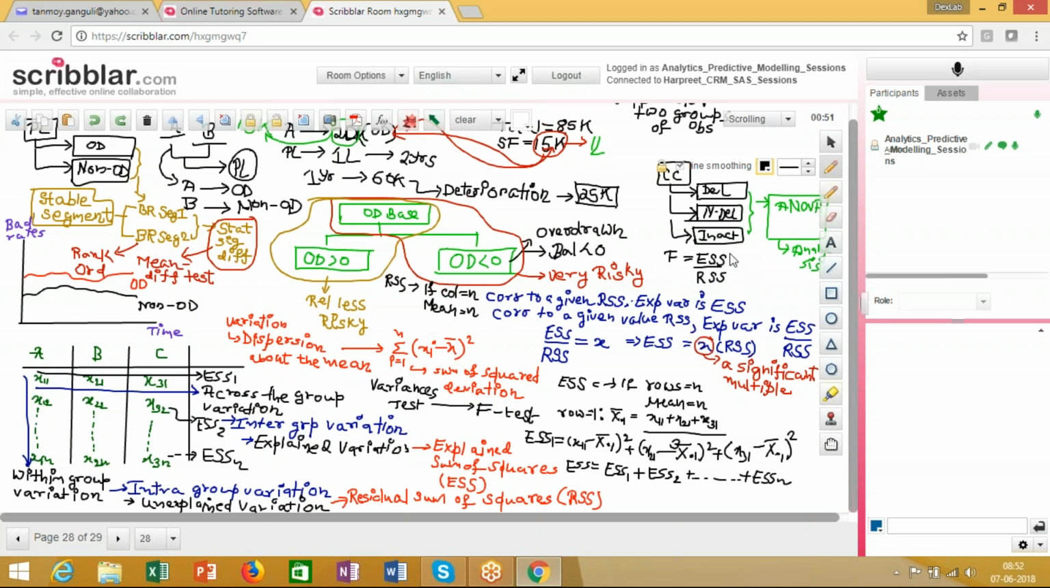Now to define this, I require another important concept, which is called the degree of freedom. So the next concept that we need to start off with is called the degree of freedom. The ESS has its own degree of freedom, so ESS divided by its degree of freedom, and the RSS divided by its degree of freedom, will result in the F statistic. This is the degree of freedom.